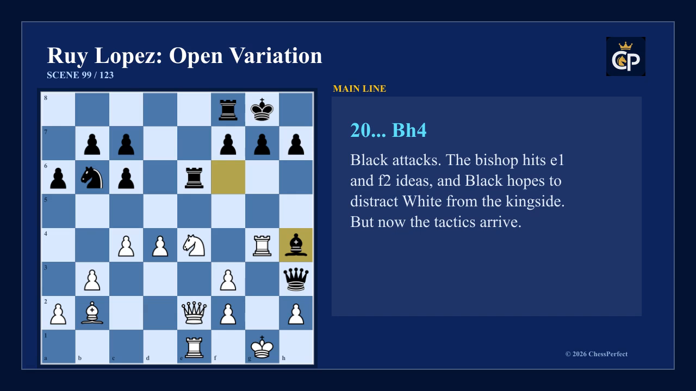Bishop h4. Black attacks. The bishop hits e1 and f2 ideas, and black hopes to distract white from the king's side. But now the tactics arrive.